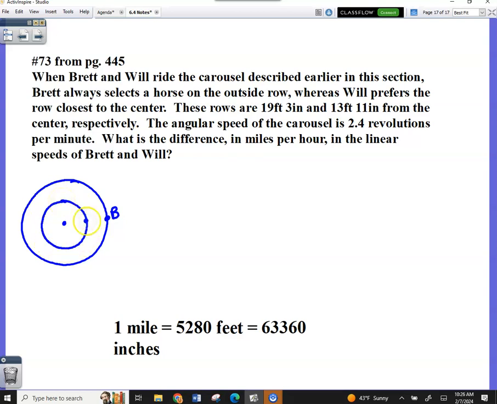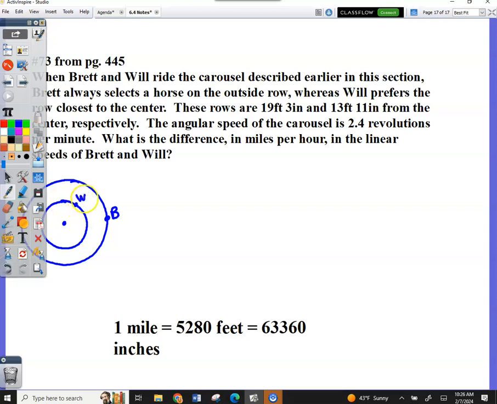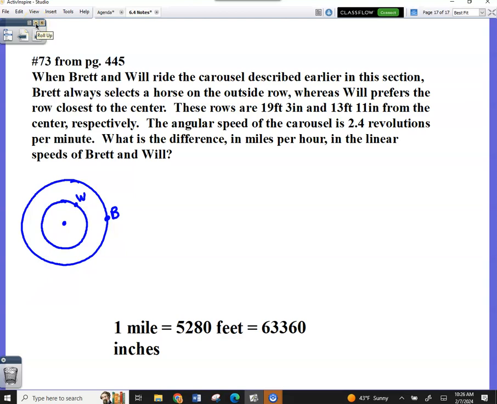And that is Will. I'm going to make a note. I don't want to draw them side by side. I'm going to draw Will right here. These rows are 19 feet 3 inches and 13 feet 11 inches from the center respectively. Respectively means that based on who they talked about first goes with the number first. Based on who they talked about second goes to the second number. So Brett is 19 feet 3 inches. So I'm going to make a note. RB is 19 feet 3 inches. Will is how far? 13 feet, 11 inches. I did RW, RB, so I would know which one's which.